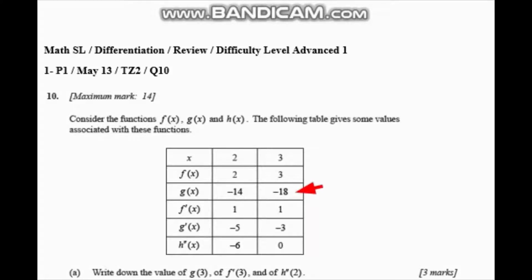Next, we are required to find f dash of 3. So f dash of 3 is f dash of x when x equals 3. So this is 1. Finally, we are required to find h double dash of 2, which is the value of h double dash of x when x equals 2, and the value is negative 6. So these are the 3 numbers that we are required to find in question A.